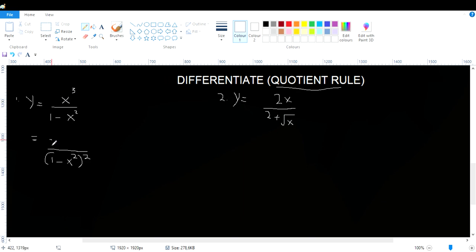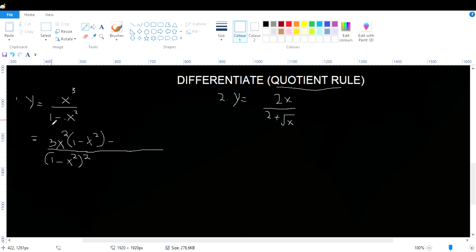So here is 3x to the power 2, and then I'm going to multiply by (1 minus x squared), then close the bracket. This one is a division sign, and then I'm going to put minus, then I'm going to differentiate this function.